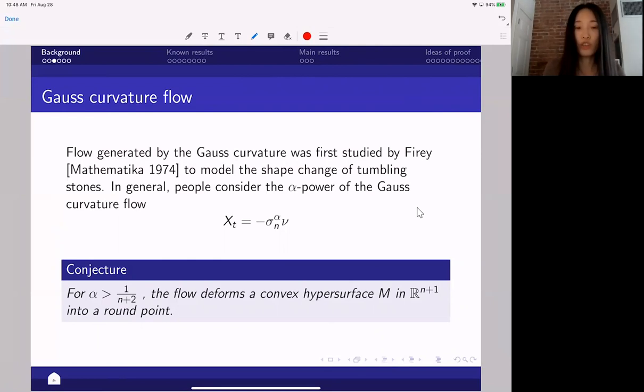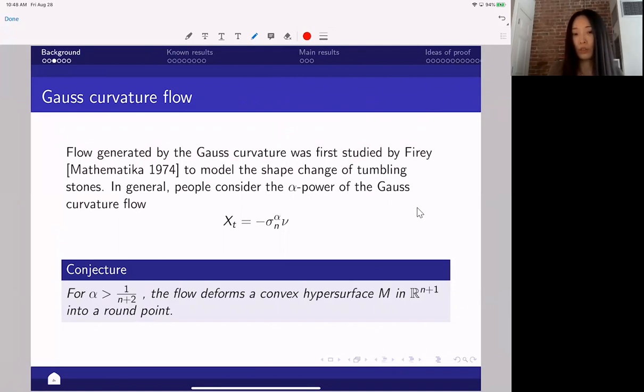There's a very well-known conjecture. It says that for alpha greater than 1 over n plus 2, the flow deforms a convex hypersurface M in R^{n+1} into a round point. Which means that as long as the power is greater than 1 over n plus 2, if we start from a convex compact hypersurface M, it's going to disappear at one point. And if we rescale around this point, we can see that the flow becomes more and more like a sphere. So why do we require alpha greater than 1 over n plus 2?